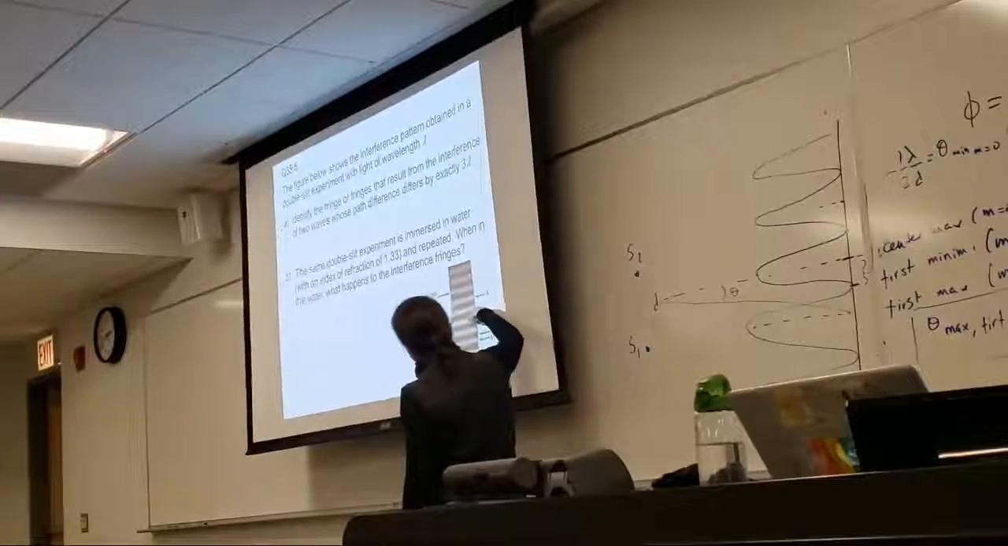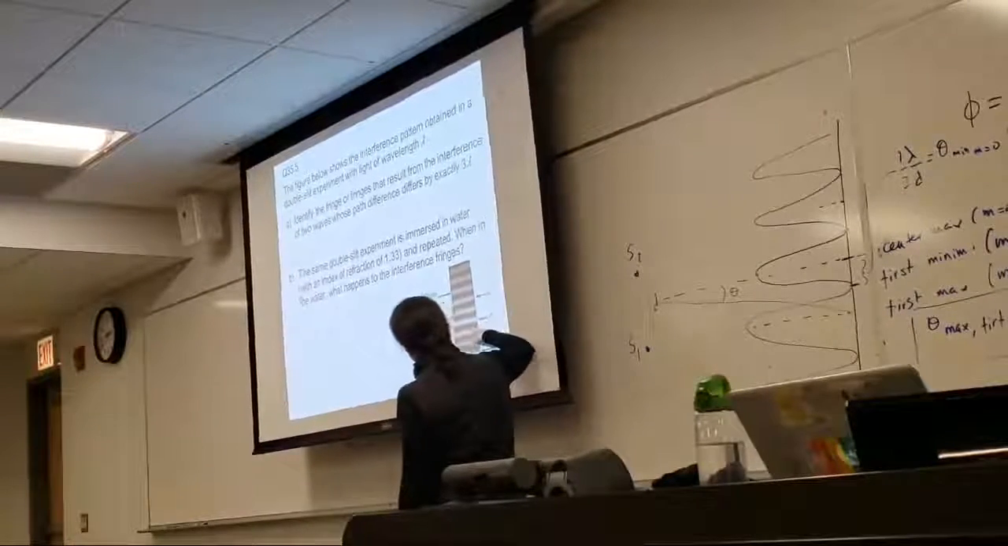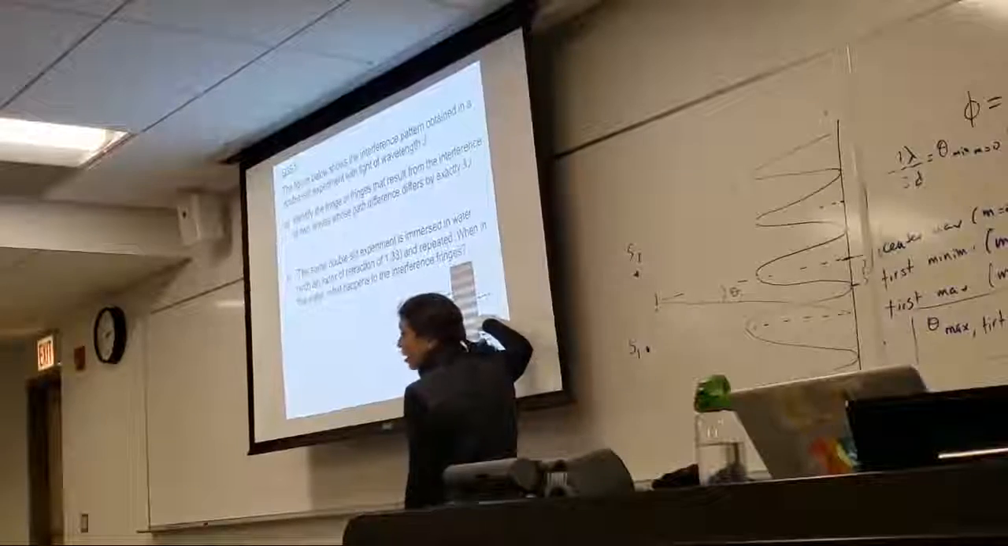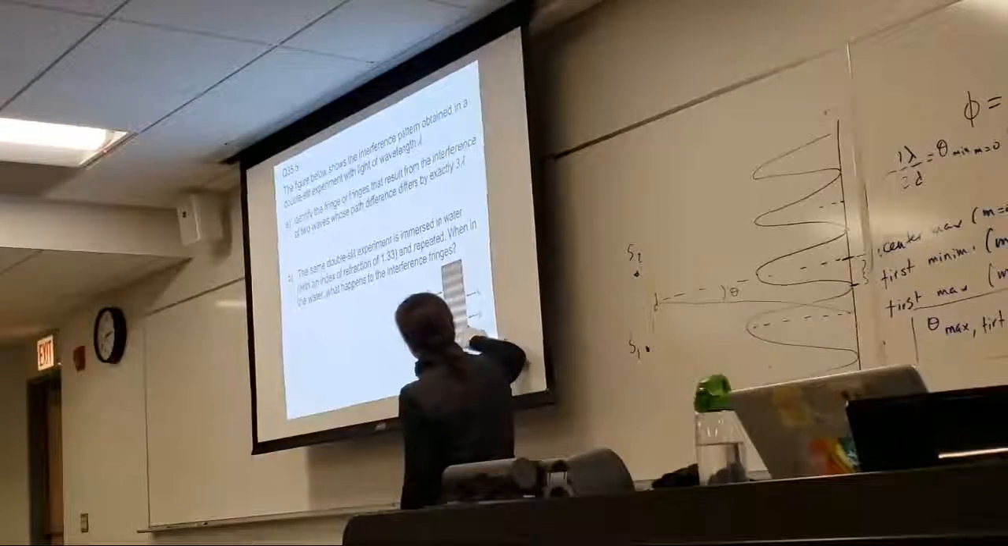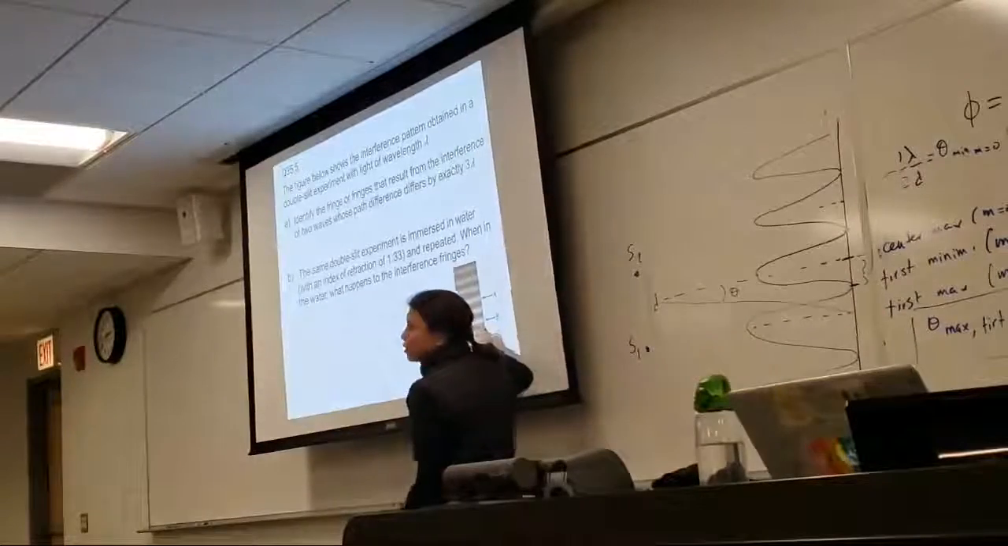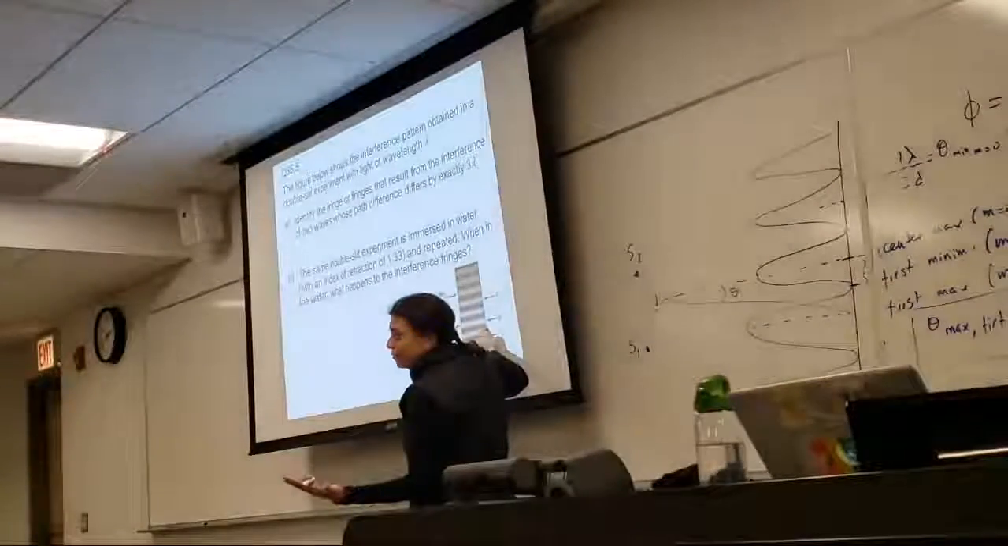This is the central fringe, first, second, third. This is the first dark fringe, the second dark fringe, the fifth. The only thing that's confusing about that is that for the first dark fringe, m is equal to 0.